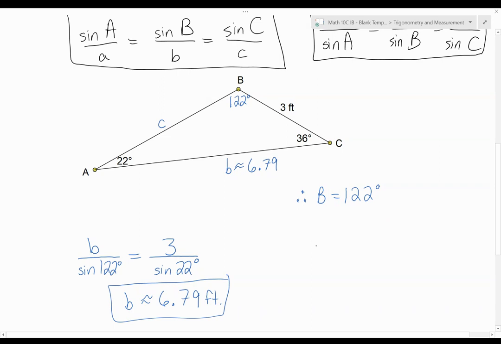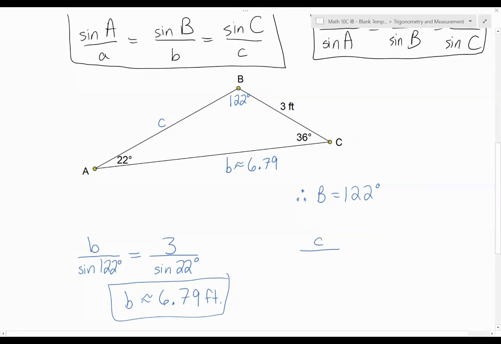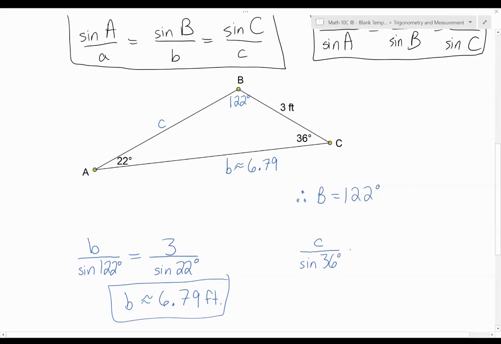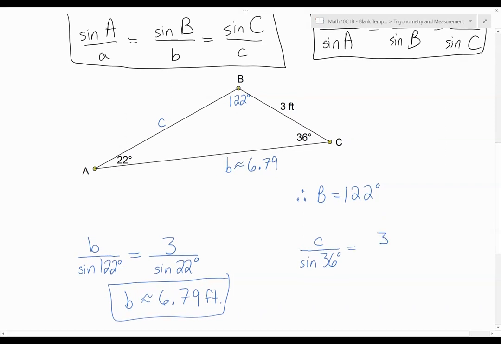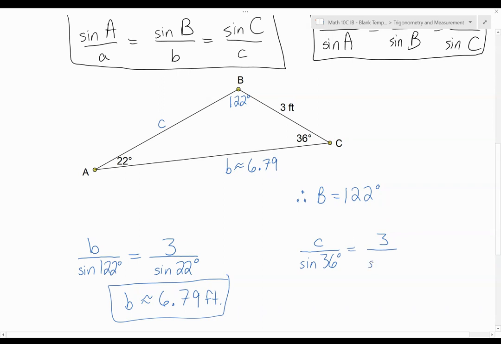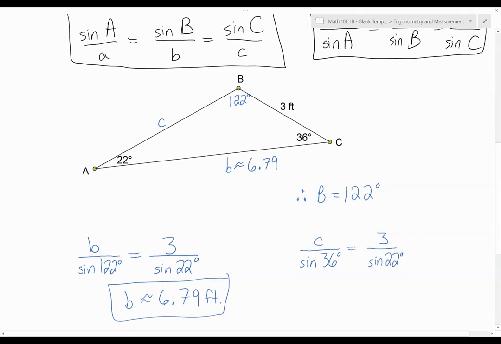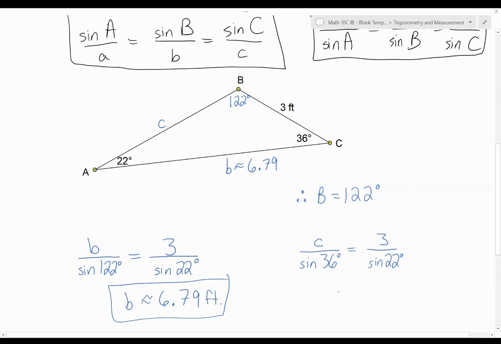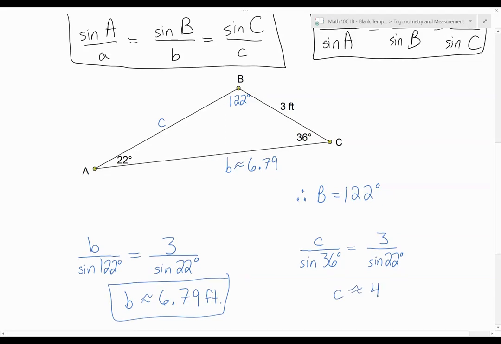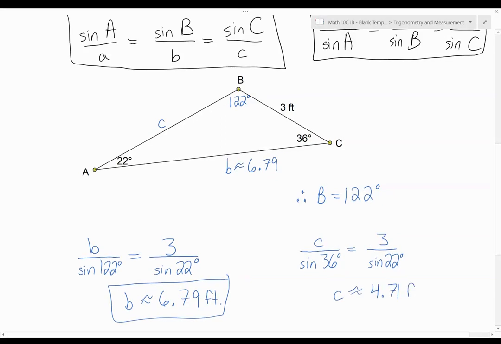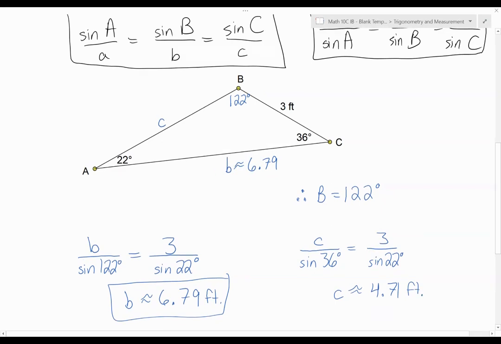So I can use a very similar equation here. The length of side C divided by the sine of angle C, which is 36 degrees, is also going to be equal to the length of side A, which is 3 feet, divided by the sine of angle A, which is 22 degrees. And again, to solve, just 3 divided by the sine of 22, and then multiply that by the sine of 36. And we have that side C is about 4.71, again, when I use 3 significant digits, feet. So there's my other missing measure.